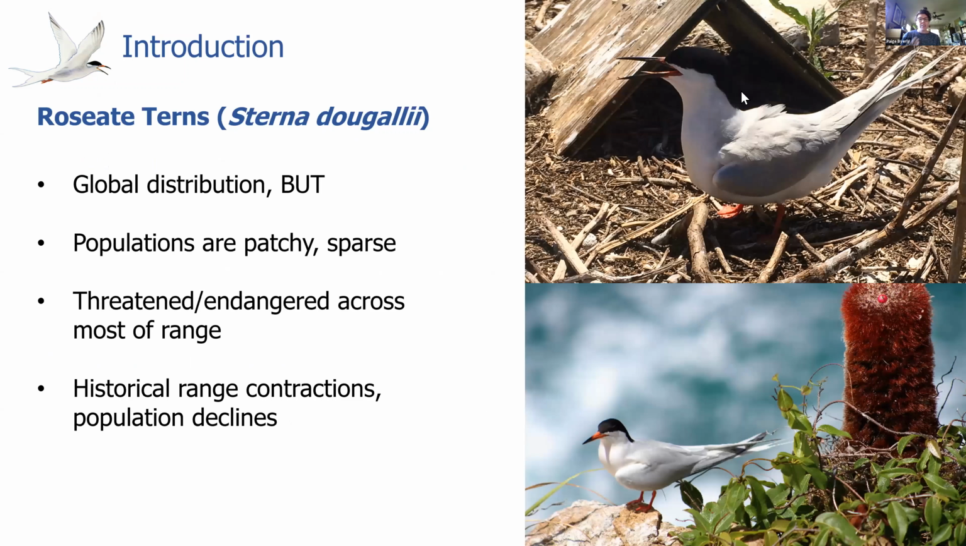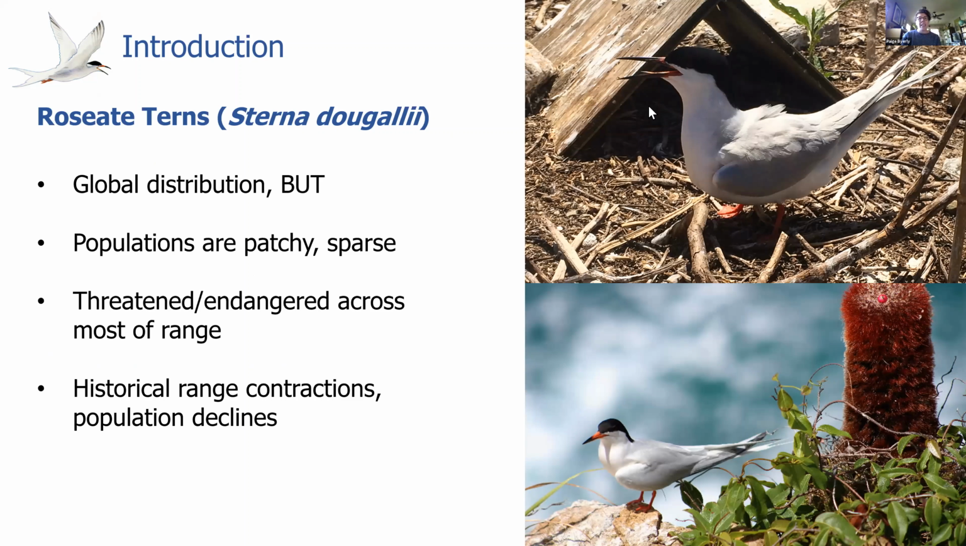Most of these populations are of critical concern within their breeding locations. And historically, most populations have experienced some degree of range contractions, where their historical breeding distribution is actually shrinking and populations are becoming concentrated. And then population declines, particularly at the turn of the 20th century.